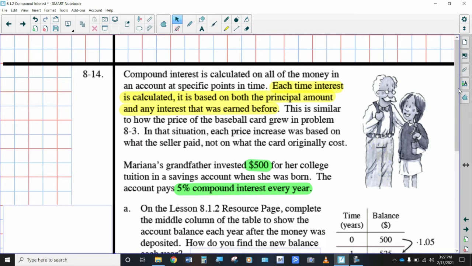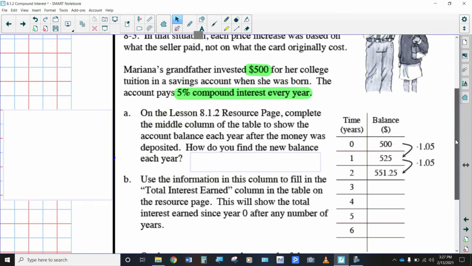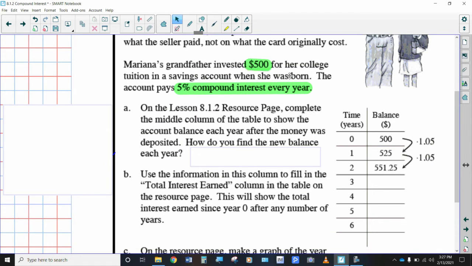All right, so Mariana's grandfather invested $500 for her college tuition in a savings account when she was born. The account pays 5% compound interest every year. No, it doesn't. That's a completely ridiculously high interest rate, but for the purposes of mathematics and you seeing a nice clean number over here, we're going to go with it.